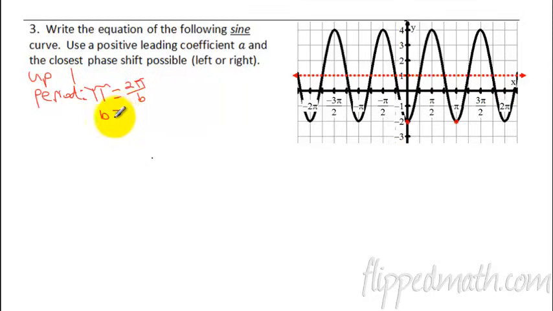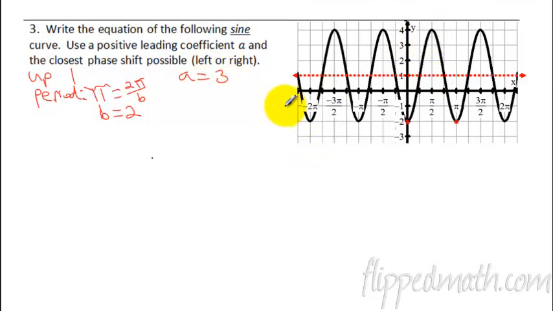Multiply both sides by b. You get that over. Divide by pi. You end up with a 2. So b is a 2. What else do we need? We need the amplitude. So let's get a. The a equals, from the middle, how far up are we going? 1, 2, 3. So a is equal to 3.